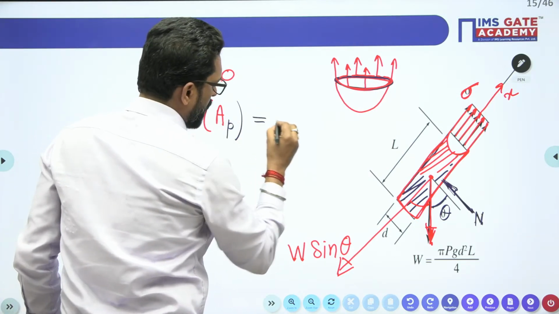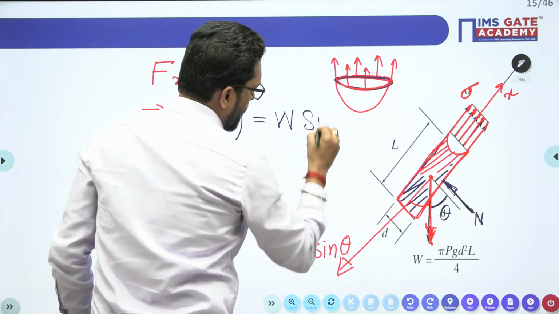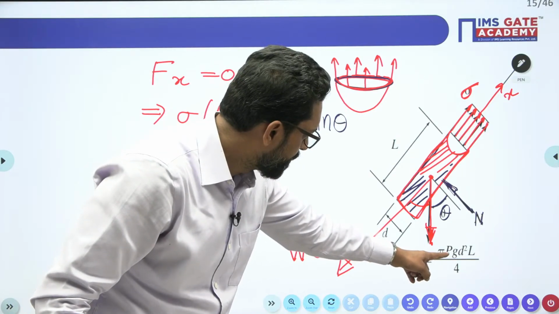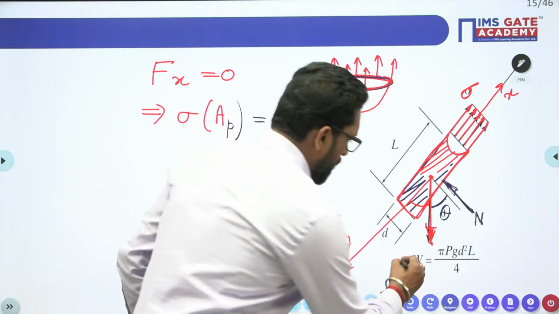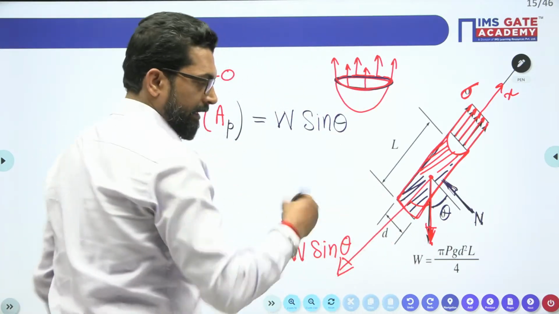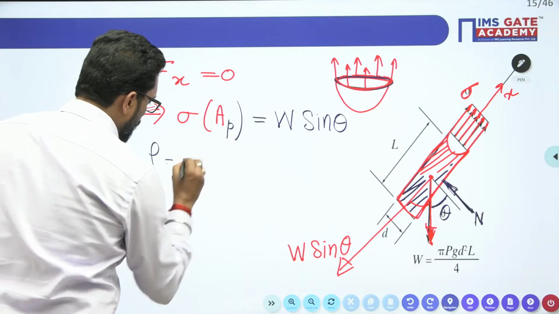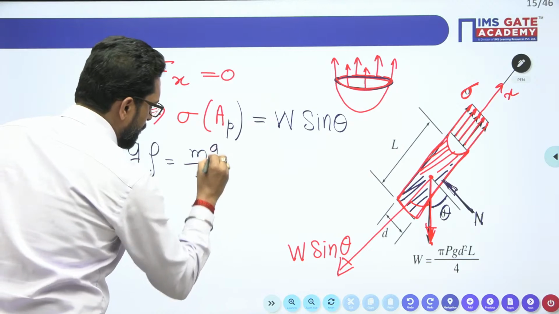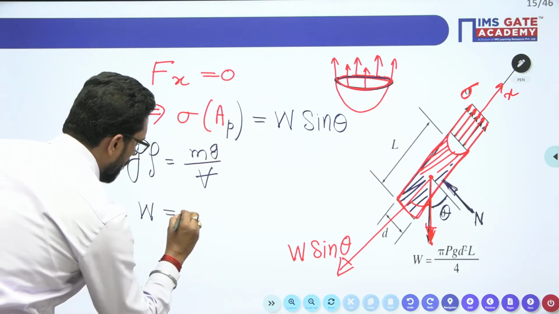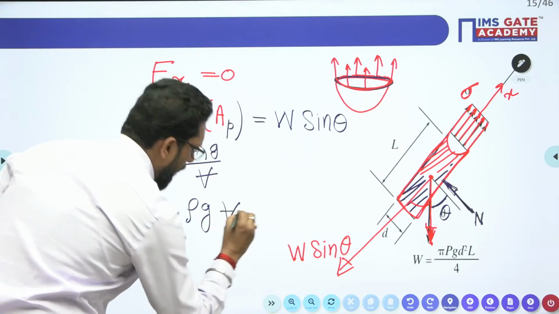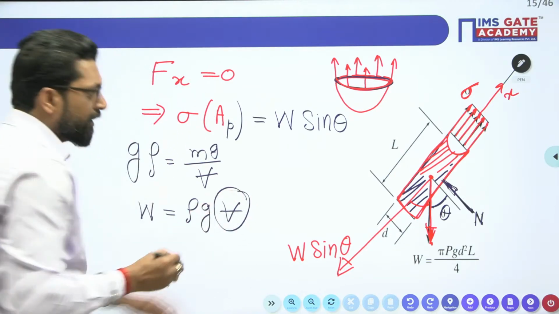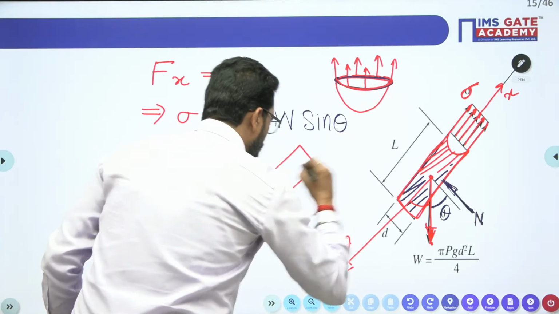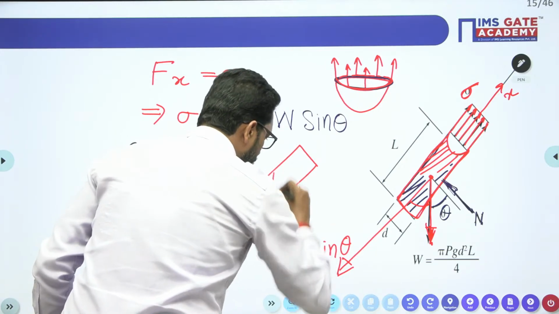So the surface tension force, sigma times the perimeter, is equal to the weight component W sine theta. How to calculate W? Density is mass by volume, so weight is rho g into volume, and this is the volume of the fluid contained inside the cylinder.